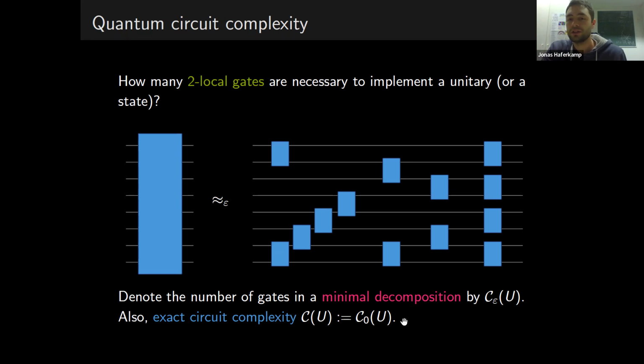So it turns out that the exact circuit complexity always upper bounds this Nielsen geometry, and there's always a polynomial in the approximate circuit complexity that lower bounds the Nielsen complexity. So for every small error, we can somehow find a lower bound that depends on this error.